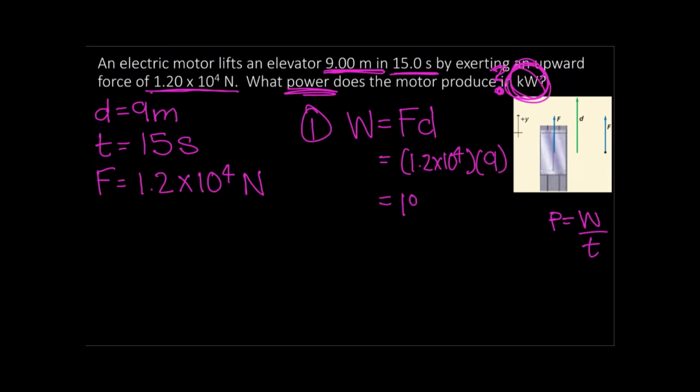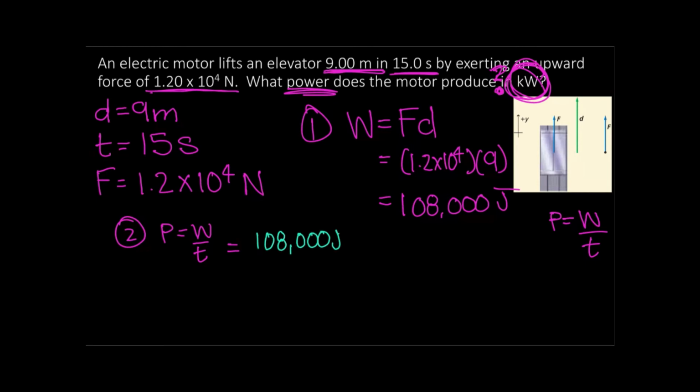And that gave me, I always do this, I get too excited to write the 8 and make a teeny tiny 0. We get 108,000 joules. And now that we've got that, we can solve for our power, which is work divided by time. So we take that 108,000 and divide it by our time, which was 15 seconds. And we got 7,200 watts.